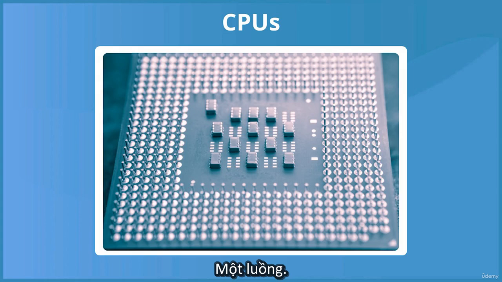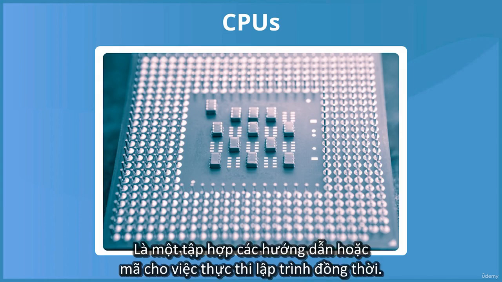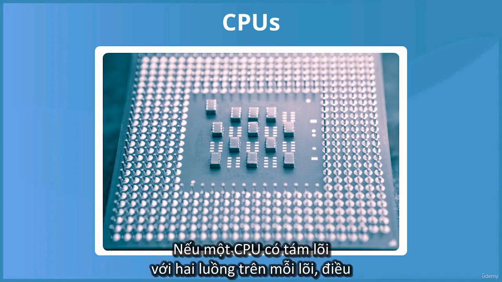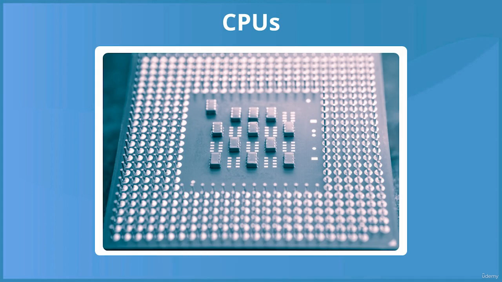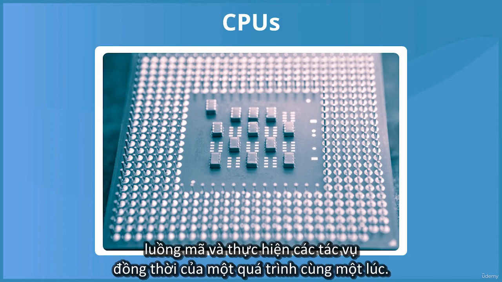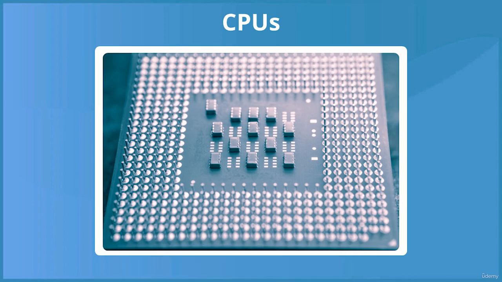A thread is a set of instructions or code for the execution of concurrent programming. So a single server CPU core can have 2 threads. If a CPU has 8 cores with 2 threads per core, that means it's going to have 16 threads to perform tasks. So multi-threading actually allows a CPU to execute multiple threads of code and run concurrent tasks of a process at the same time.